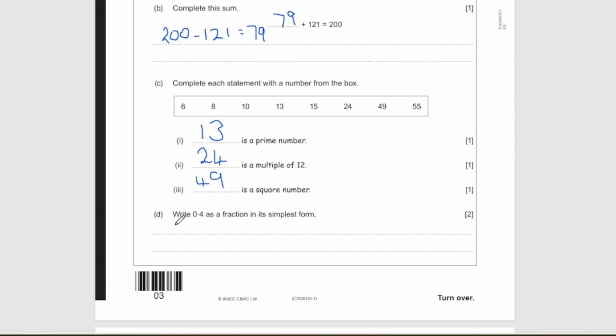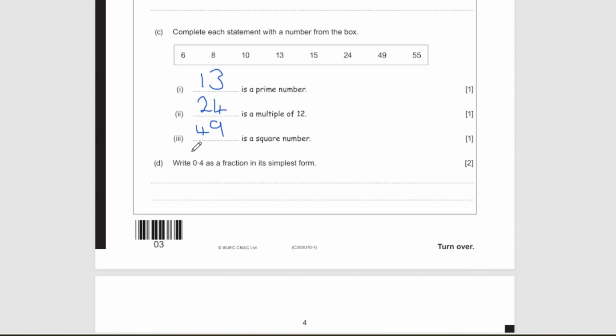Question D, write 0.4 as a fraction in its simplest form. 0.4 as a fraction. Well, if we have a look at our place value, we've got units, we've got a decimal place, and then we've got tenths. So this would be 4 tenths. However, we need to simplify it. So what can we divide 4 and 10 by? We can divide by 2. 4 divided by 2 is 2. 10 divided by 2 is 5. So 2/5 is the answer.